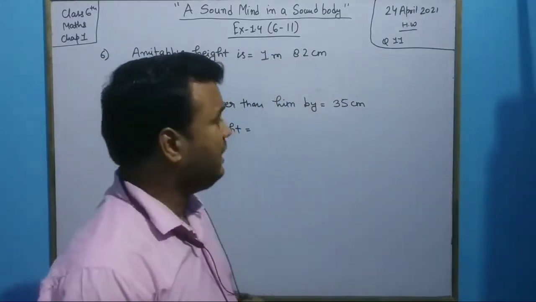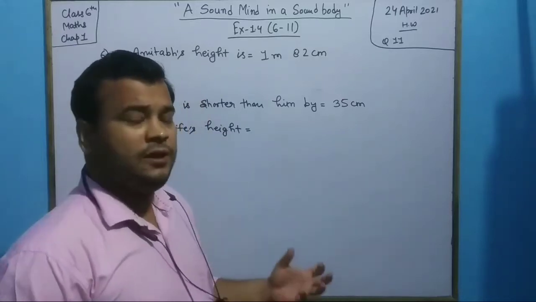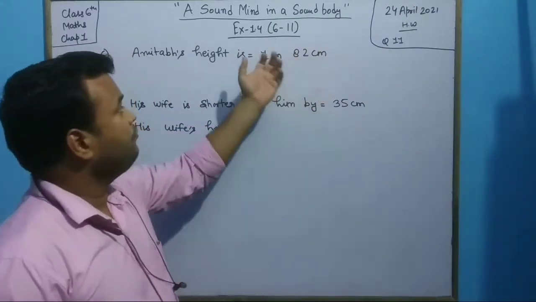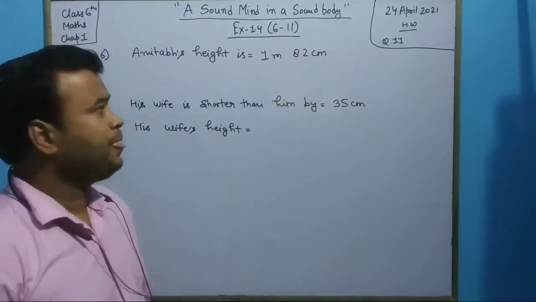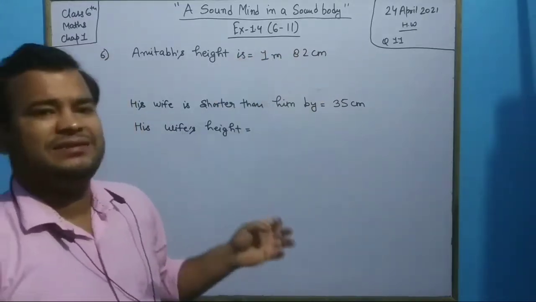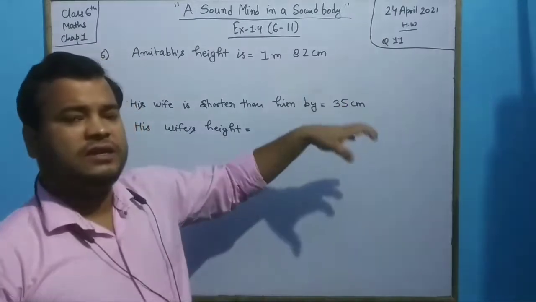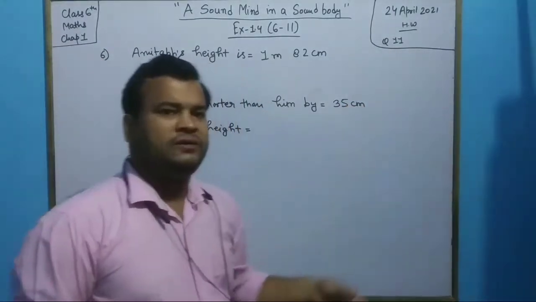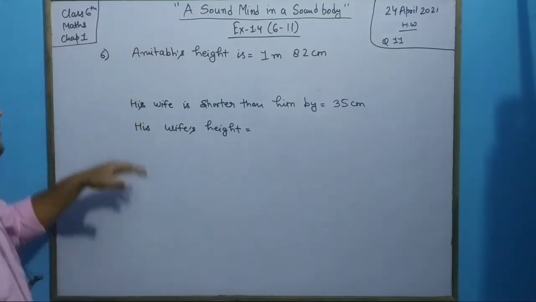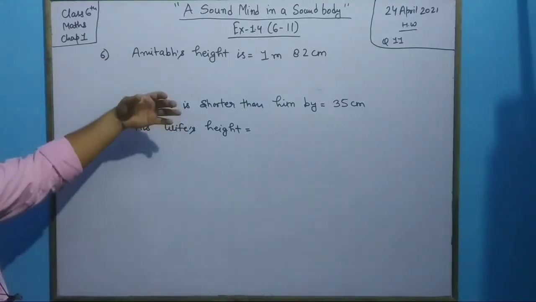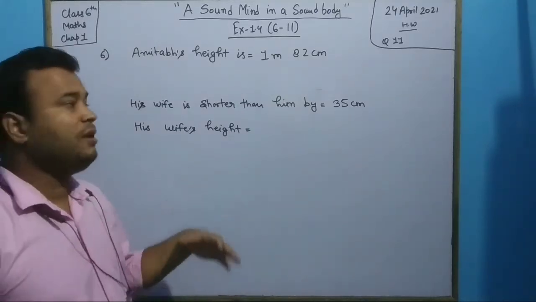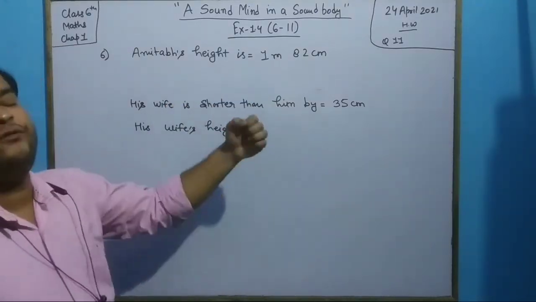This is your maths class, and in the previous class we have taken exercise 1.4, questions up to 5. Today we are going to complete this exercise, and we will see questions 6 to 10, and the 11th is your homework. So let's start with question number 6. I have written over here that there is a person whose name is Amitabh. So the height of Amitabh is given.